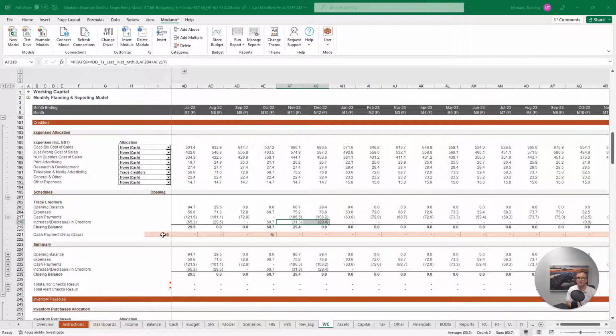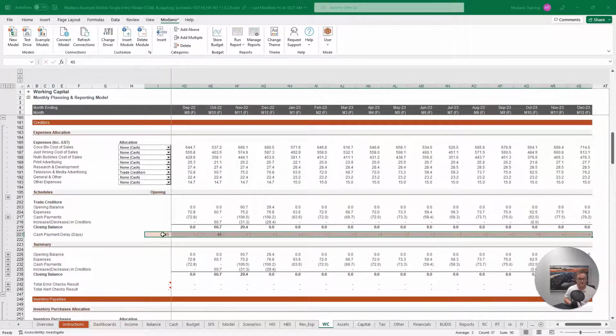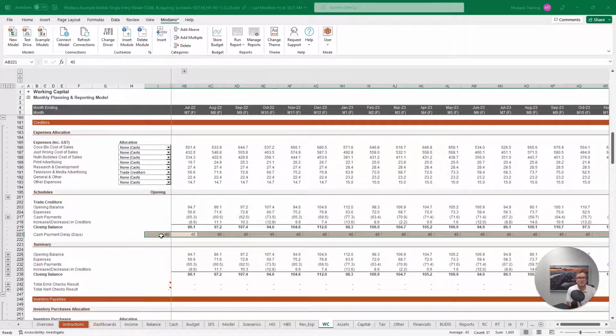If we apply this 45-day cash payment delay assumption to the entire duration of the model, you will then see our creditors balance come to life. Our creditors balance is then changing month to month. The change in creditors reflects two things: the payment of expenses incurred 45 days prior, and the adjustment for expenses incurred today, which will be paid 45 days in the future.